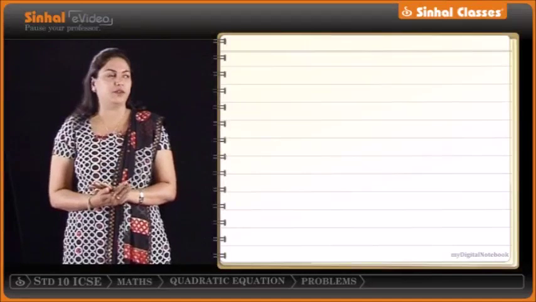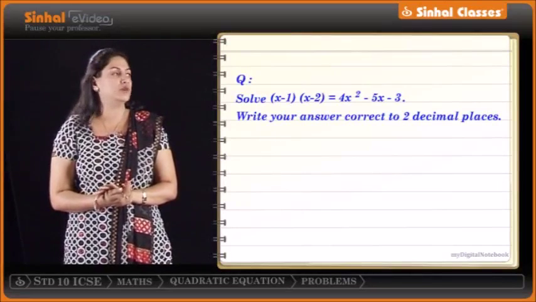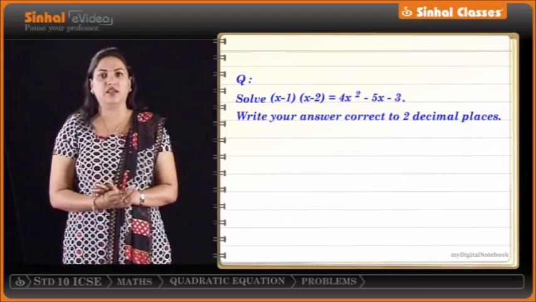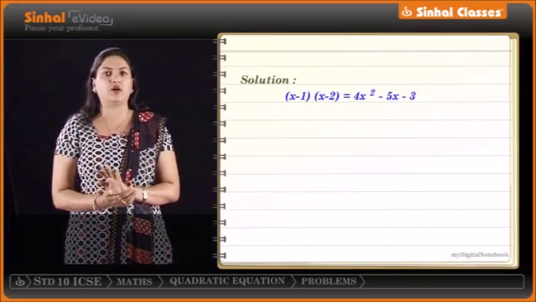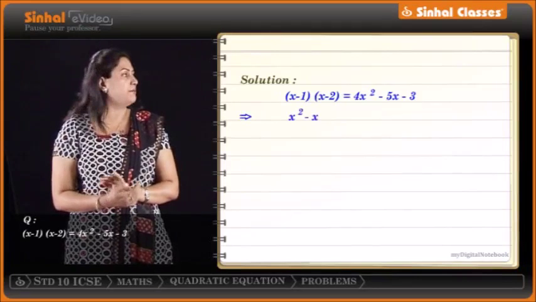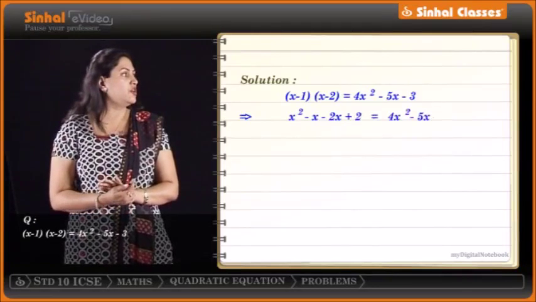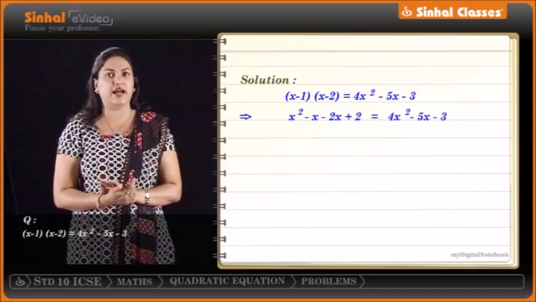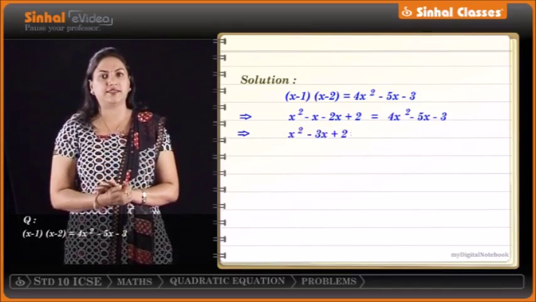Now to the next problem. Solve x minus 1 into x minus 2 is equal to 4x square minus 5x minus 3. We want to solve this. So first of all, we'll simplify the given equation. Open the brackets to get x square minus x minus 2x plus 2 equal to 4x square minus 5x minus 3. Now simplify the left side as x square minus 3x plus 2, right side as it is.